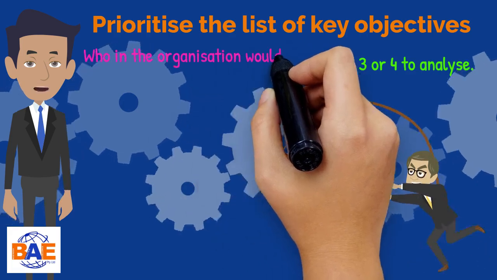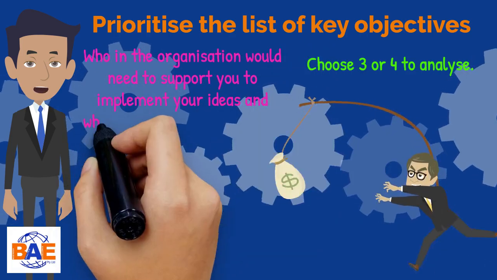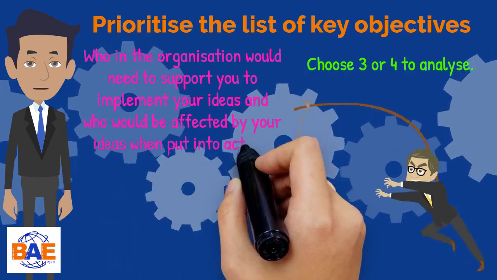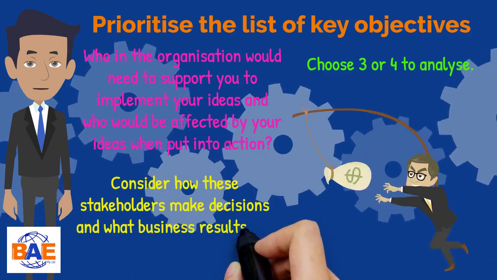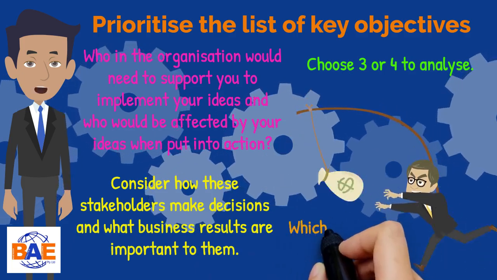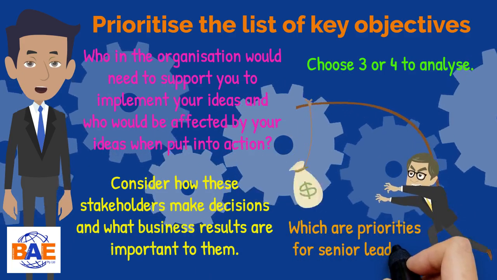Ask yourself whose support you would need to implement your ideas and who would be affected if your ideas were put into action. Consider how these stakeholders tend to make decisions and what business results are important to them. Consider which ones are priorities for your organization's senior leaders.